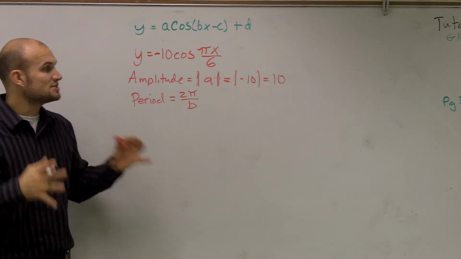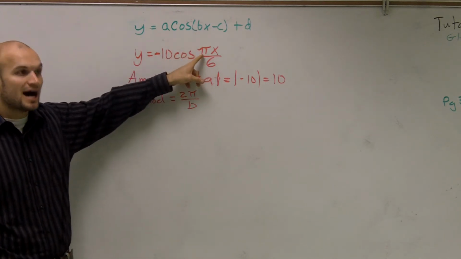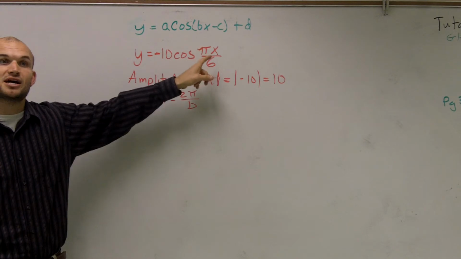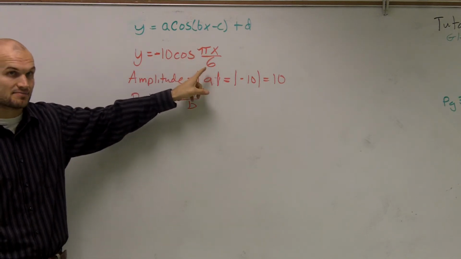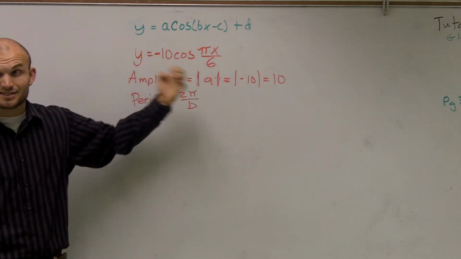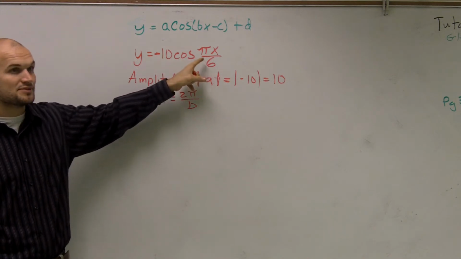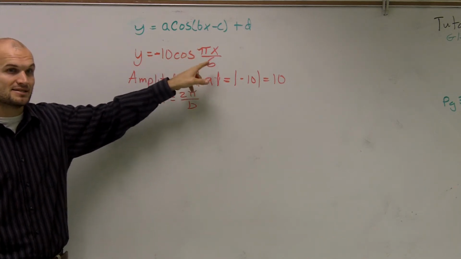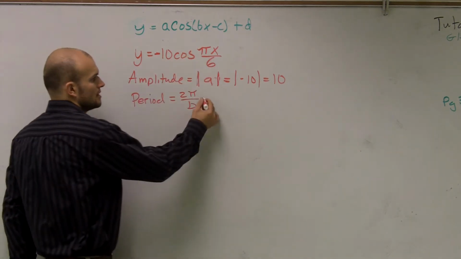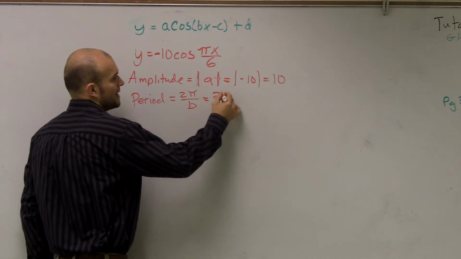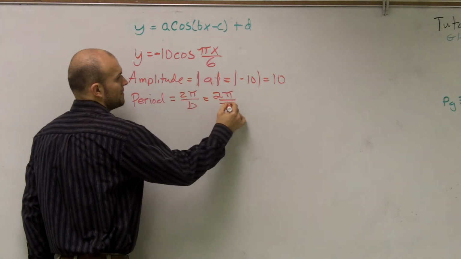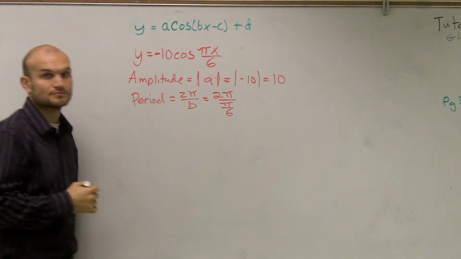Now remember, I keep on telling you guys, the biggest mistake students make is they say that their b is pi. It is pi, but it's also that pi is being divided by 6. Do you see that? Everybody has to understand that. So your b for this problem is going to be pi divided by 6. So therefore I have 2 pi over pi divided by 6.